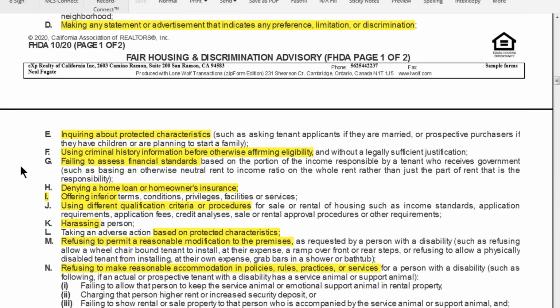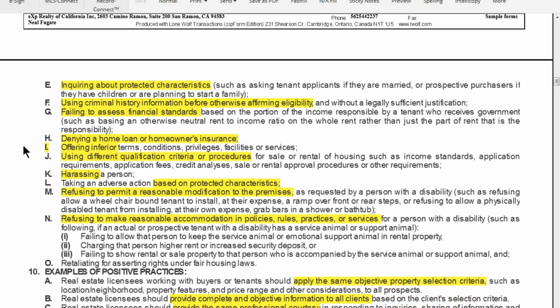There are a number of others that are listed below as well, and I will let you go through those in detail. If you haven't downloaded your copy of sample RPA yet, I'm including the link below, and you can download a copy and go through all of these forms at your own leisure in depth.